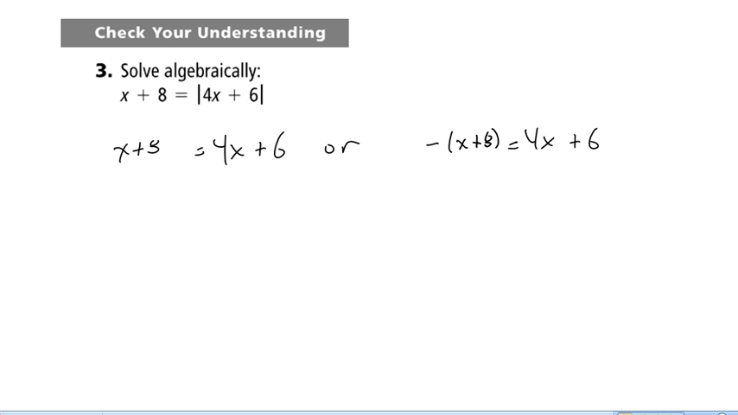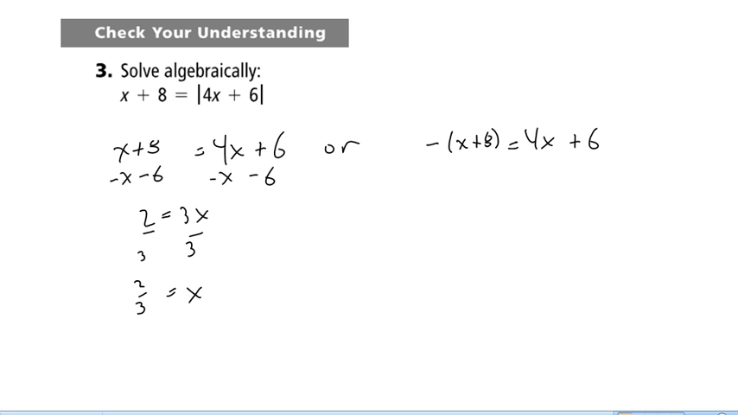Notice that if you feel more comfortable with the absolute value on the left, you can switch it, right? 2 plus 3 equals 5 is exactly the same as 5 equals 2 plus 3. So if you want to switcheroo them, go for it. Alright, so let's get our x's on the right. Subtract x from both sides, and that means the numbers will be on the left, so subtract 6 from both sides. So we get 2 equals 3x. X equals 2/3.